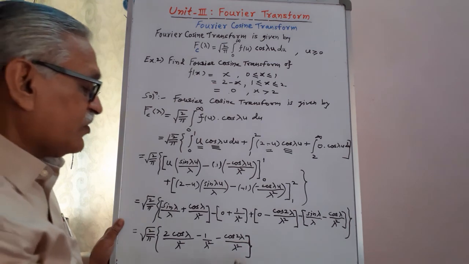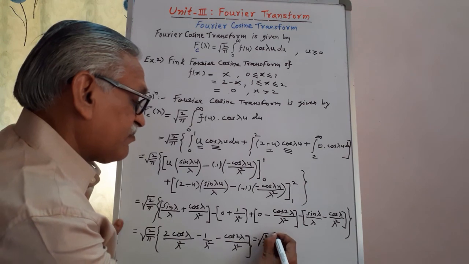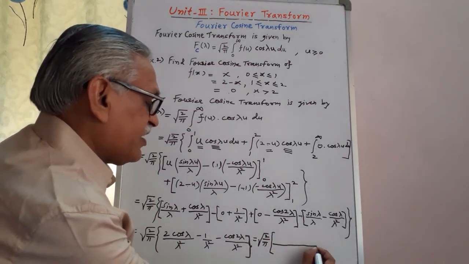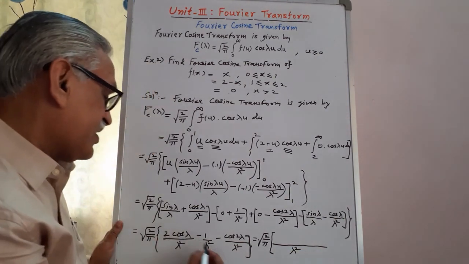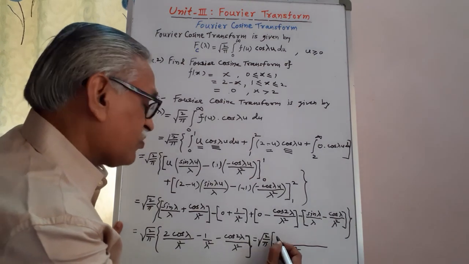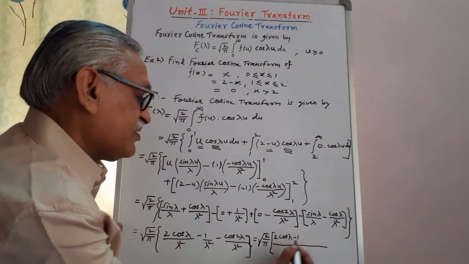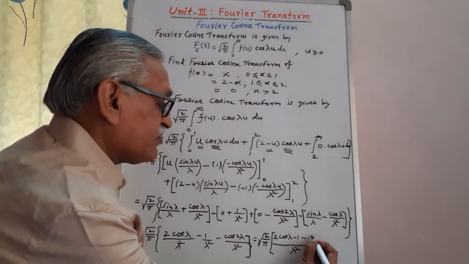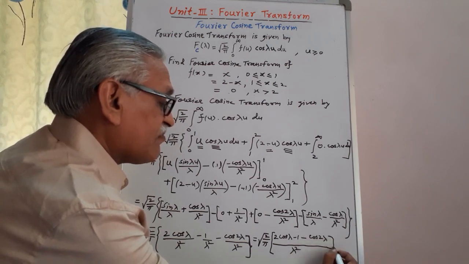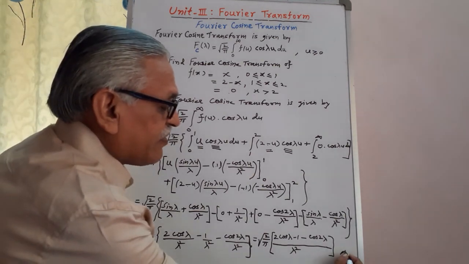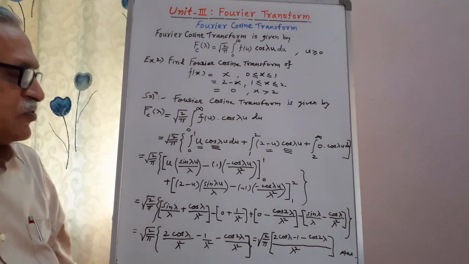And therefore it is equal to root 2 by pi. We can take the LCM of all these terms as lambda square. We get the term as 2 cos(lambda) minus 1 minus cos(2 lambda), as the required answer of the required Fourier cosine transform.